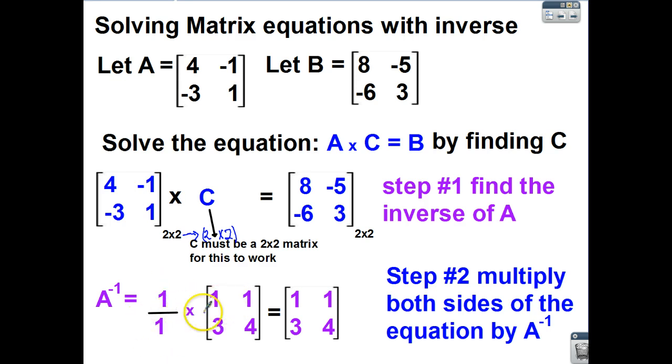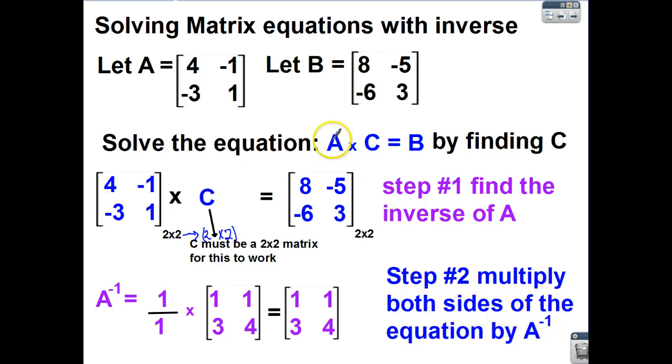So that times, okay, on this diagonal, these numbers trade places. On this diagonal, these numbers change signs. So the 1 times the changed matrix, on the diagonal we made the diagonal changes, 1 times that is going to be itself. Okay? Step 2 is going to be to multiply both sides of our equation by the inverse of A.